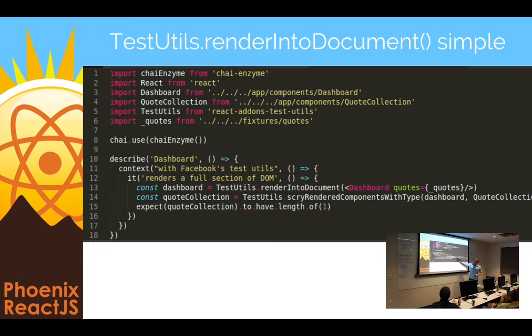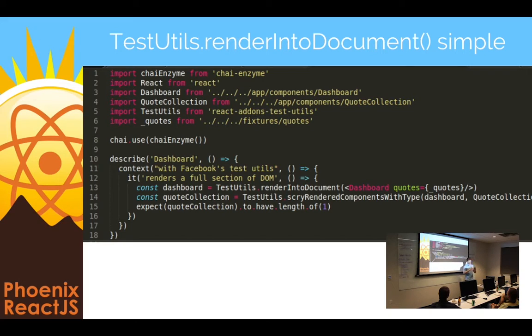So you can see I've got this dashboard, and I'm passing in the quotes as props, okay? So this is returning a React component. And then we can do things on this React component, such as start looking through it. So I don't know if you can read this, and if you haven't used it yet, but scry rendered components with type.